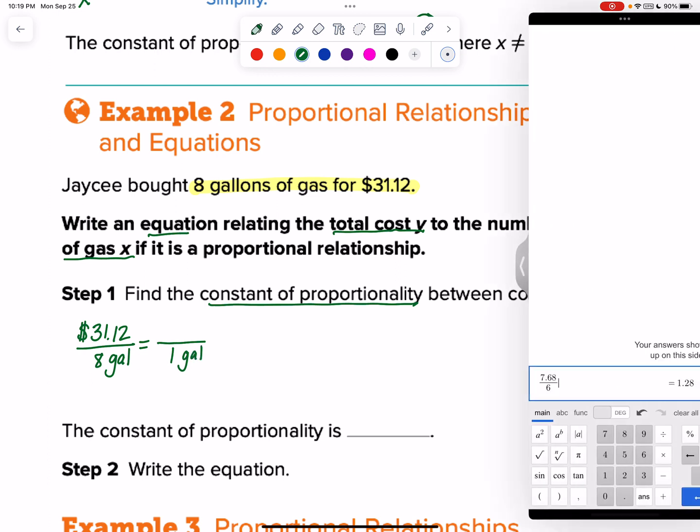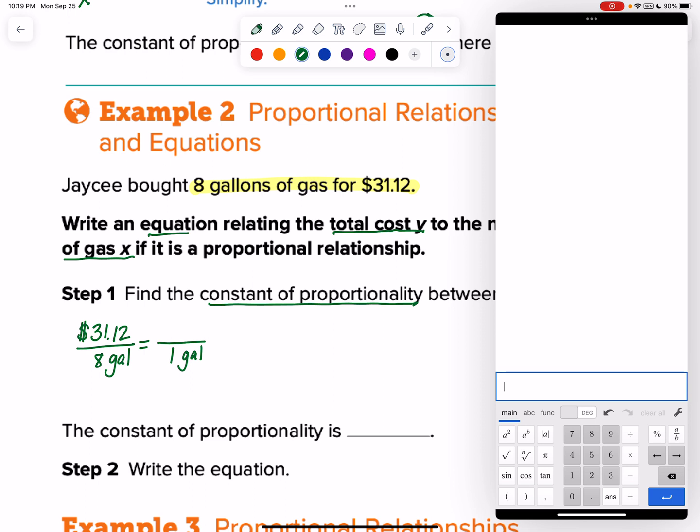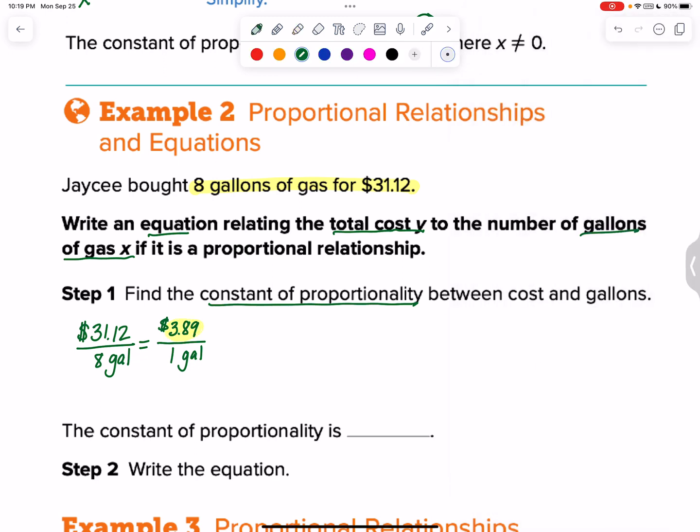Okay, so let's grab our calculator. Make sure you clear all. $31.12 divided by 8 gallons, and we get $3.89 per gallon. So this is our COP, okay, that we can now use to make our equation.